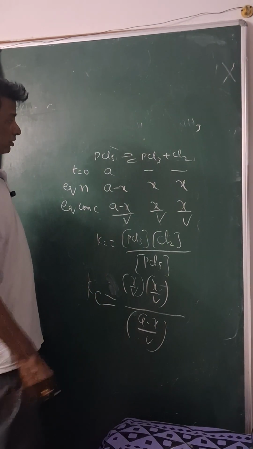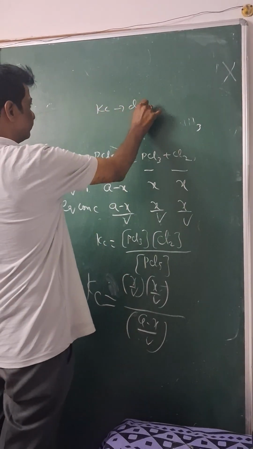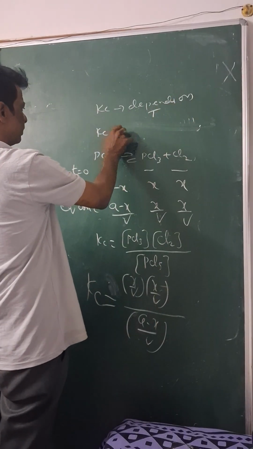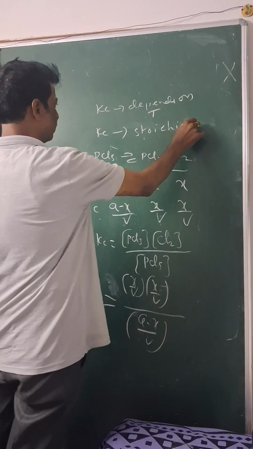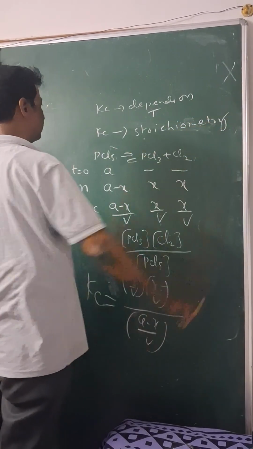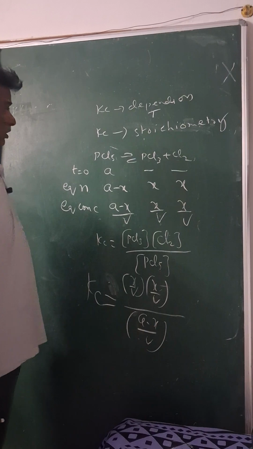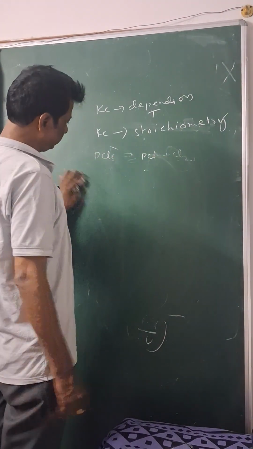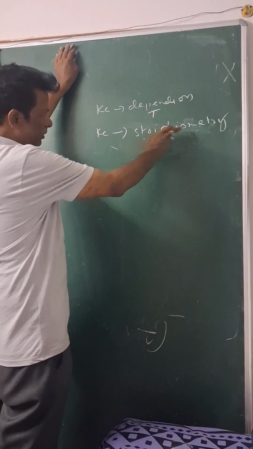Okay. Kc is equilibrium constant. Kc depends on temperature. Kc depends on stoichiometry of equation. Stoichiometry means how many moles are there in balanced equation. It purely depends on temperature, depends on stoichiometry.